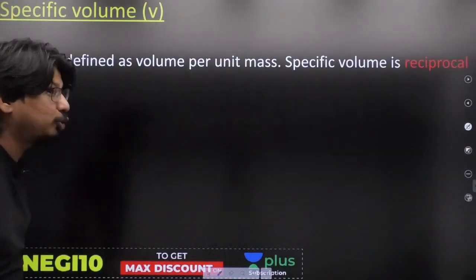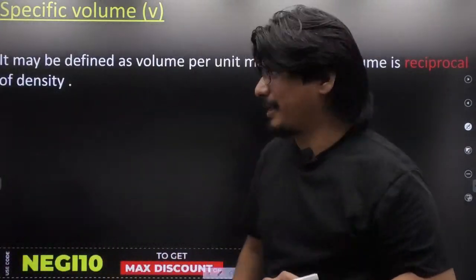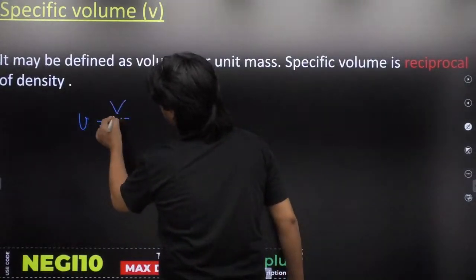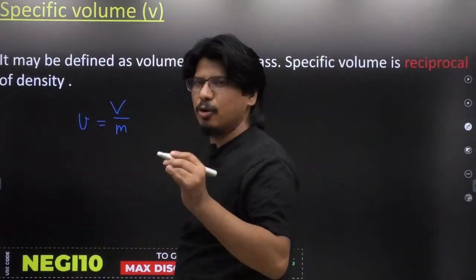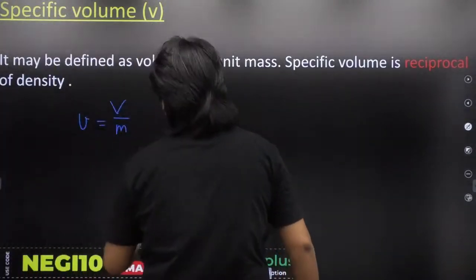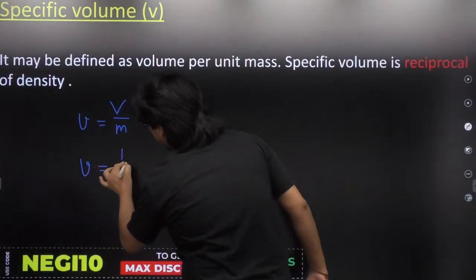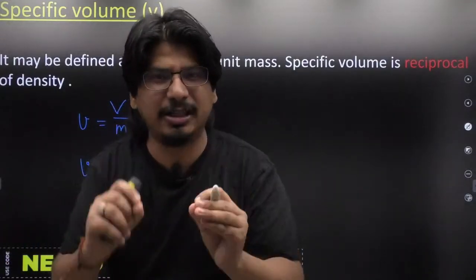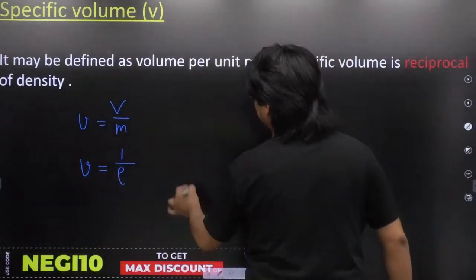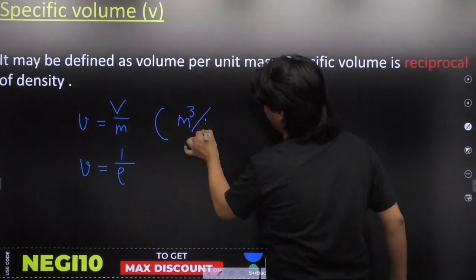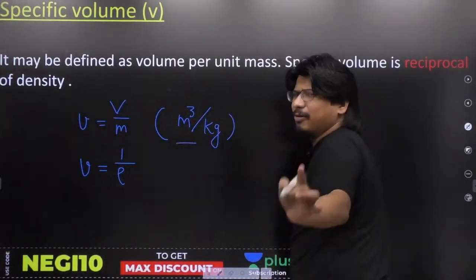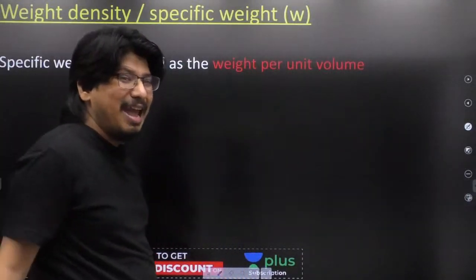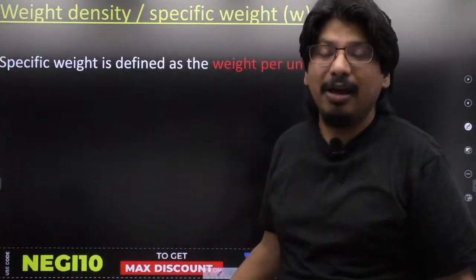Then I have told you what is specific volume. Tell me, what is specific volume? Volume divided by mass. Volume per unit mass is known as specific volume. And can I say specific volume is the reciprocal of density? What will be the unit of specific volume? Meter cube per kg will be the unit of specific volume. Very good.